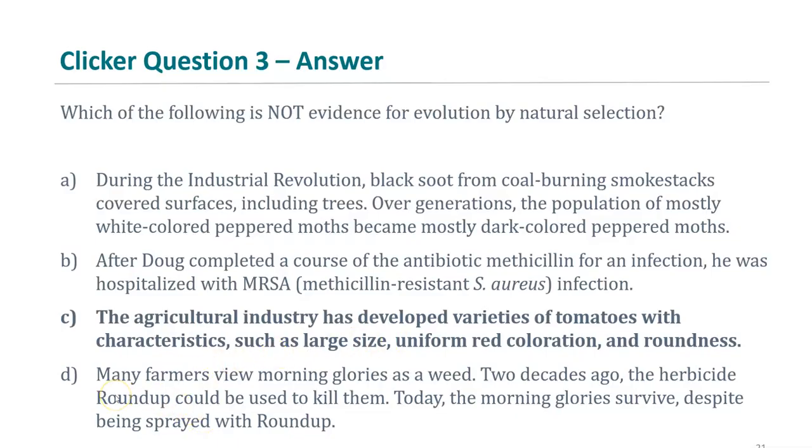All right, but let's look at D. Many farmers view morning glories as a weed. Two decades ago, the herbicide Roundup could be used to kill them. Today, the morning glories survive despite being sprayed with Roundup. So here we've got pesticide resistance evolving in a population. One probably had some type of change in their DNA, and that enabled them to survive better once they were sprayed with this Roundup. Because they survived, they produced seeds, and those seeds grew up into individuals that carried that characteristic. Okay. So C is your correct answer here.